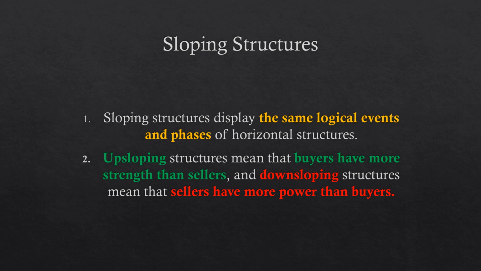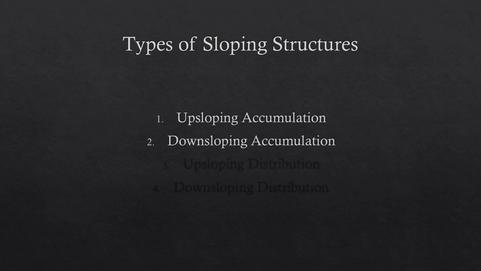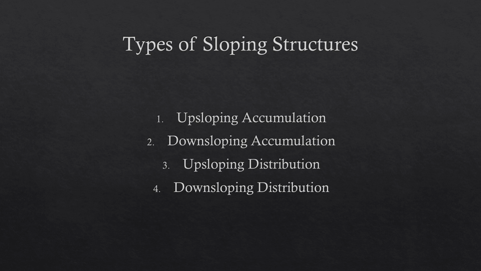That means there are four possible types of sloping structures: the upsloping accumulation, the downsloping accumulation, the upsloping distribution, and the downsloping distribution. The events in phase A are critical for the determination of horizontal or sloping structures. Paying attention to phase A also allows the trader using the Wyckoff method to know where to draw channel lines, which is often a challenge to most traders who have too many options in that regard. Let's begin by analyzing the upsloping accumulation structure first.